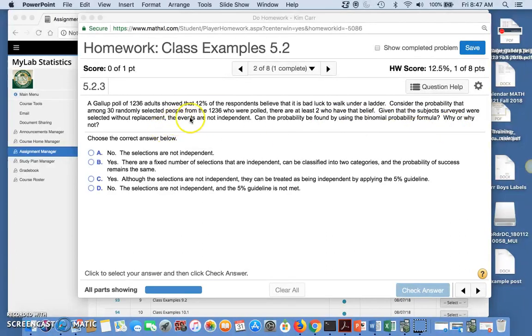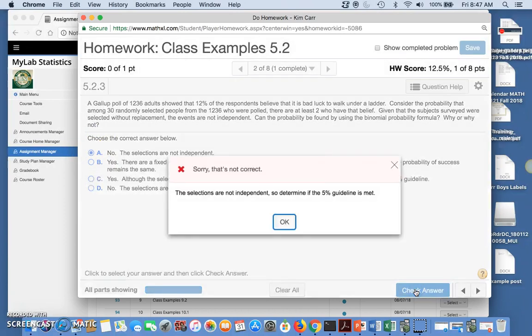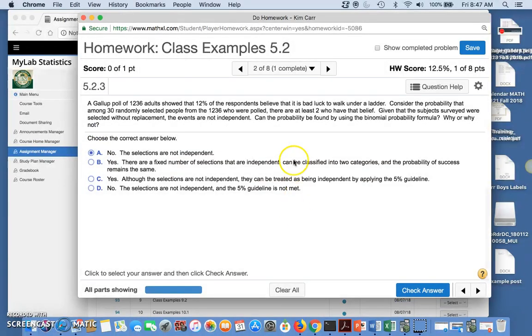Why or why not? These events are not independent. So can they? No, the selections are not independent. Let's see what it says. Oh, we got to check the 5% guideline. All right. Well, you are only checking what? Your poll was 1,236, and how many are you selecting? 30 is what's in your trial.